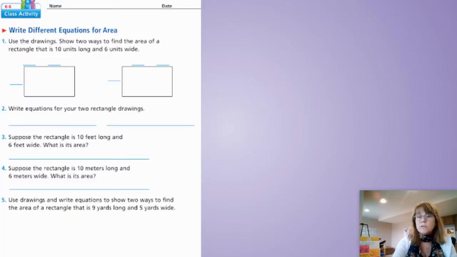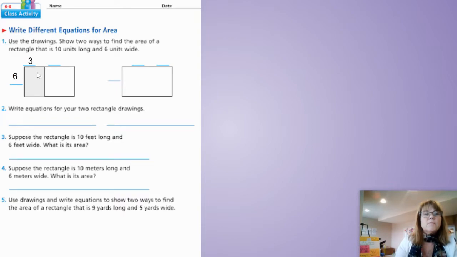All right, so in order to do that, we're going to look at these rectangles and we're going to try some decomposing of them. They want us to show 2 ways to find the area of a rectangle that is 10 units long. So we're going to first do this rectangle and then we'll write an equation for it. Then we'll do this rectangle and write an equation for it. So first things first, I'm going to draw a line here. I decided to color mine in gray just to give you guys an idea of which rectangle within the rectangle I'm speaking of. So, this is going to be 6 units wide.